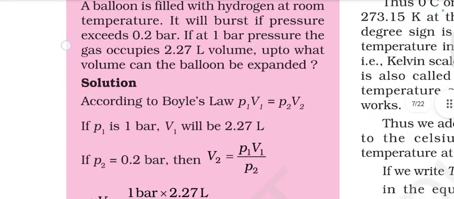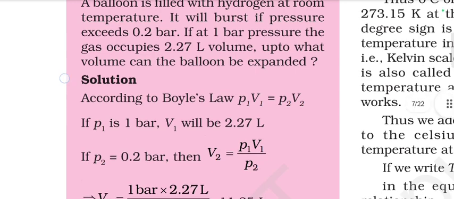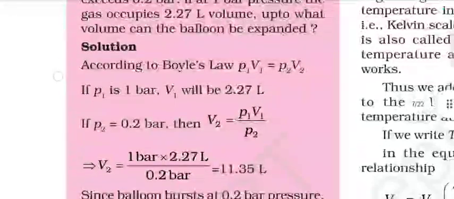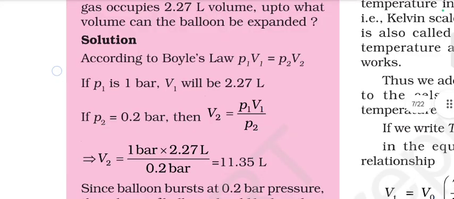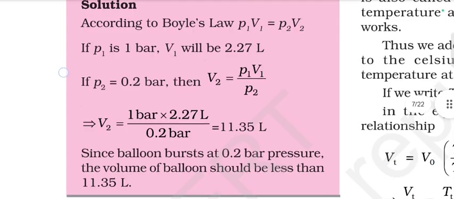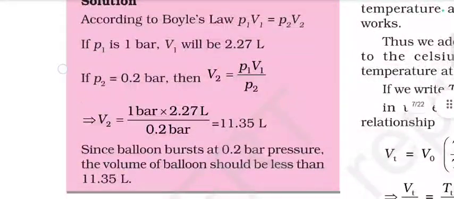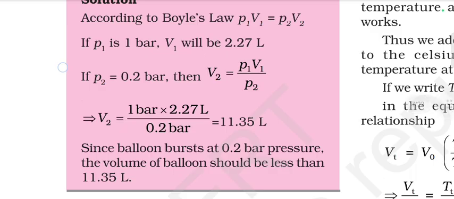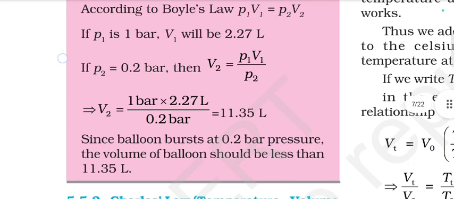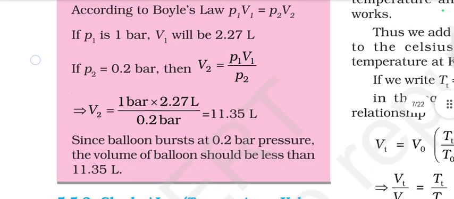If P1 is 1 bar, V1 will be 2.27 liter. If P2 = 0.2 bar, then V2 = P1 V1 / P2. V2 = 1 bar × 2.27 liter / 0.2 bar = 11.35 liter. Since the balloon bursts at 0.2 bar pressure, the volume of the balloon should be less than 11.35 liter.